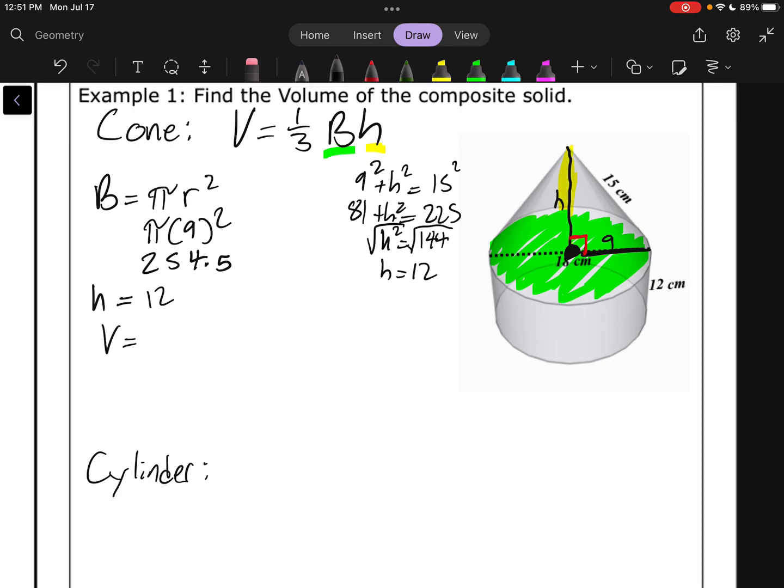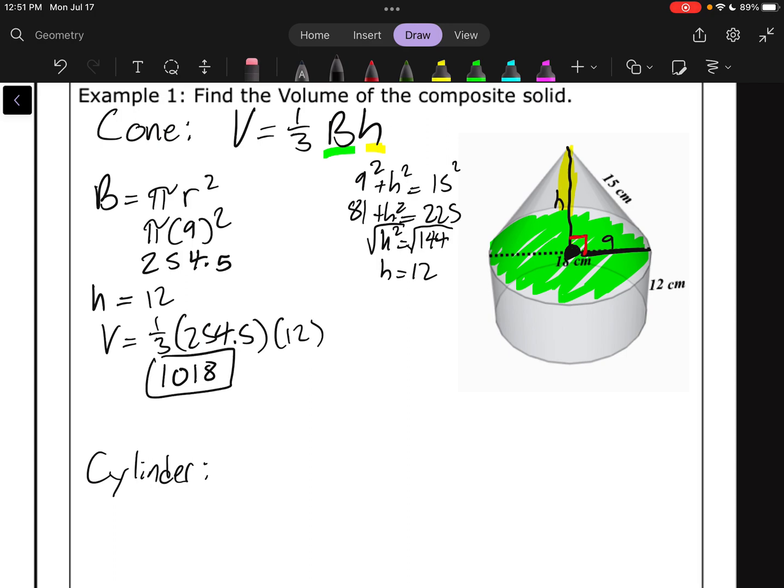Now we've got our area of the base, we've got our height. Let's get the volume. 1/3 big B H. Let me type that in, see what we get. 1/3 times 254.5 times 12. I'm getting 1018.